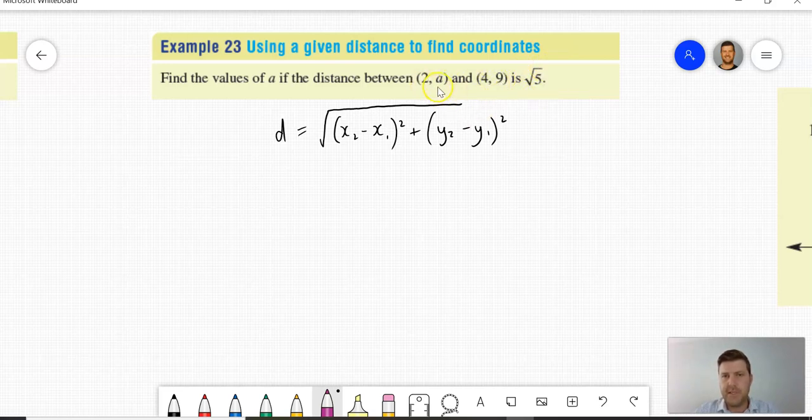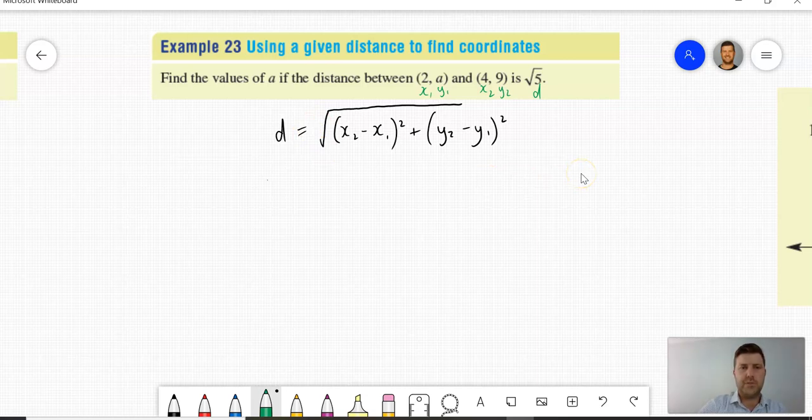The only thing we're missing is one of the y values there. Again, you just go ahead and label those values. So let's say this is my x1, my y1, my x2, my y2, and this is my distance. And then go ahead and substitute those values into this formula.